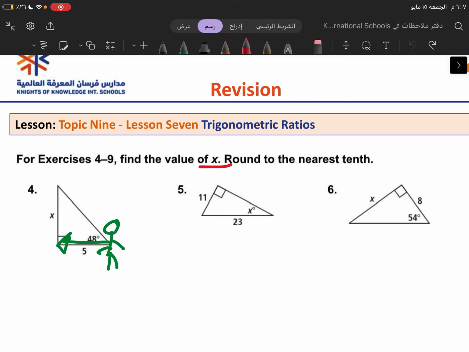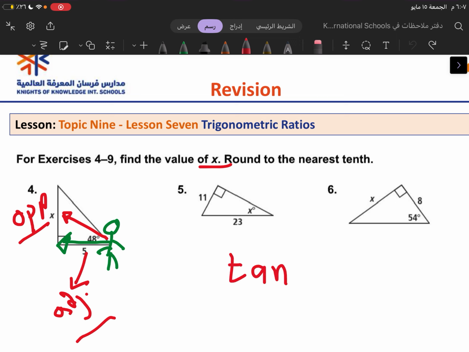Let me write it here. Adjacent. And what else? Okay, here the x, which is opposite. Now, opposite and adjacent, where can you find it? You can find it in the tan. Okay, so tan 48 equals opposite over adjacent, which is x over 5.